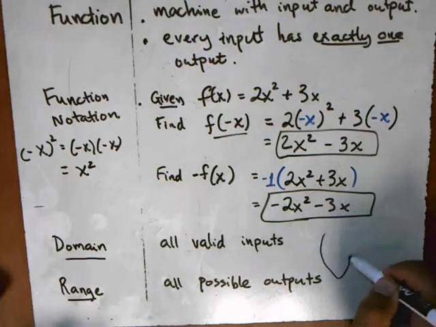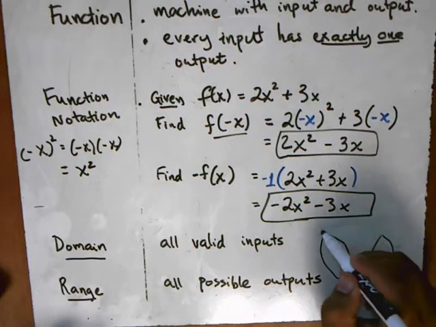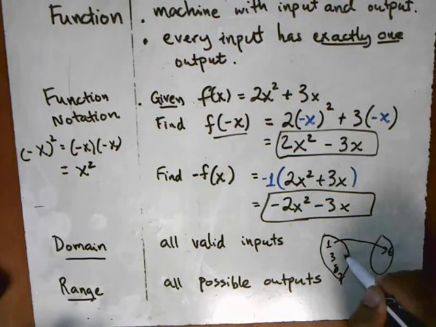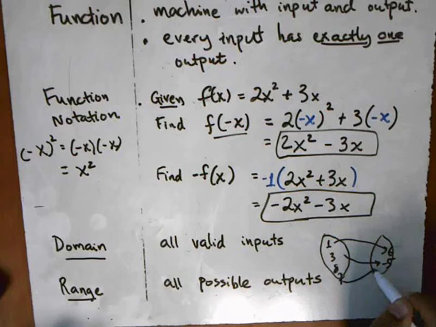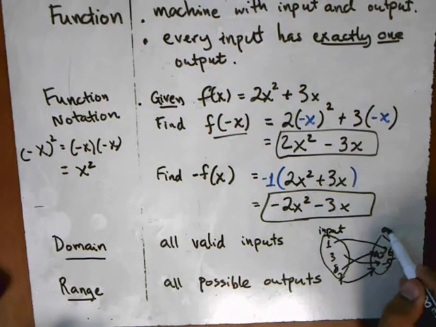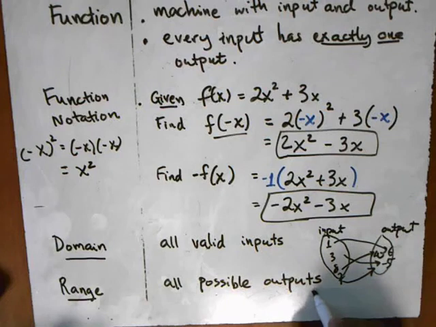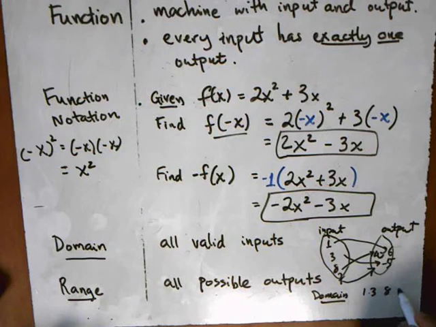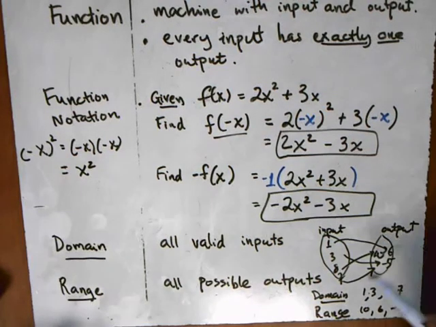So for example, if I had this function right here, 1, 3, 8, 7, it maps to 6, this one maps to negative 5, this one also maps to negative 5, and this one maps to 10. So this is all of the inputs. This is all of the outputs. The domain here would be 1, 3, 8, and 7. And then the range would be 10, 6, and -5. All the possible valid inputs, and all the possible valid outputs.